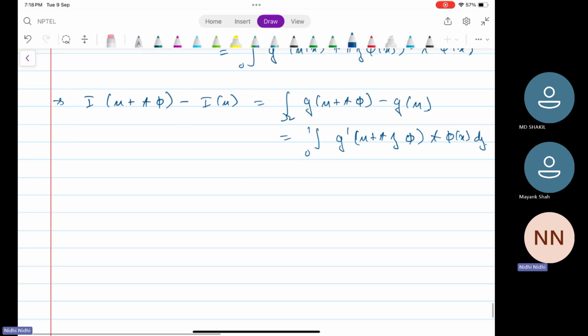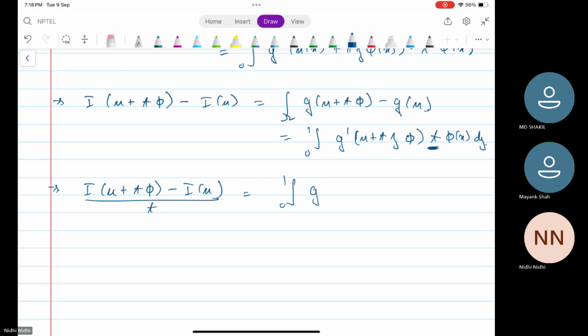Now since this t is constant here, because we are integrating with respect to z, I can take this t to the left-hand side. I'll get (I(u + tφ) minus I(u)) divided by t is equal to the integral from 0 to 1 of g'(u + tzφ) times φ(x) dz. This φ is a function of x; t and z are independent of it.